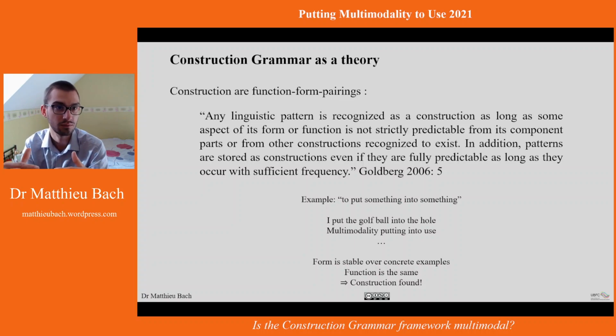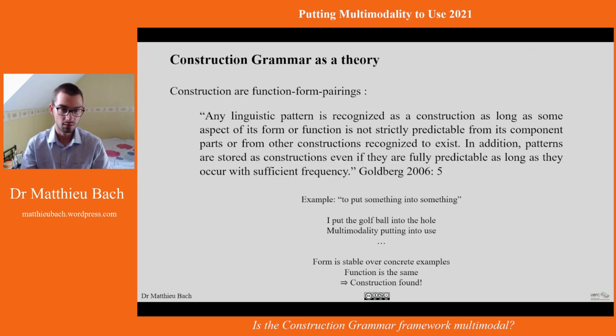This is the basic from the construction grammar as a theory, and I underline as a theory. That's really important in my presentation. So we have this definition. Any linguistic pattern is recognized as a construction as long as some aspect of its form or function is not strictly predictable from its component parts or from other constructions recognized to exist. In addition, patterns are stored as constructions even if they are fully predictable as long as they occur with sufficient frequency.